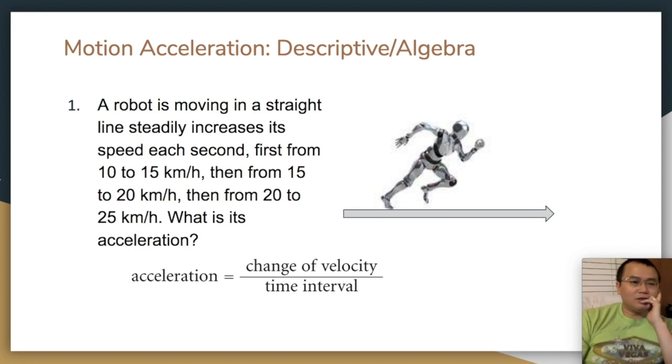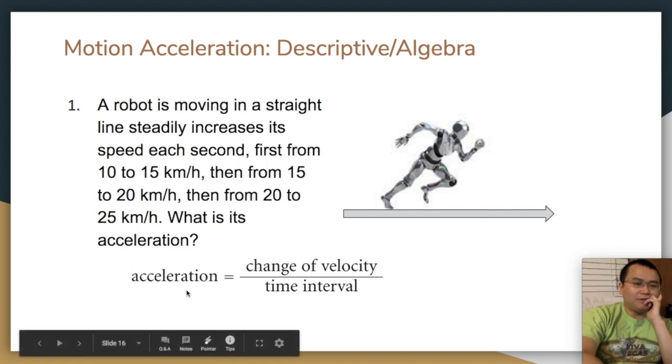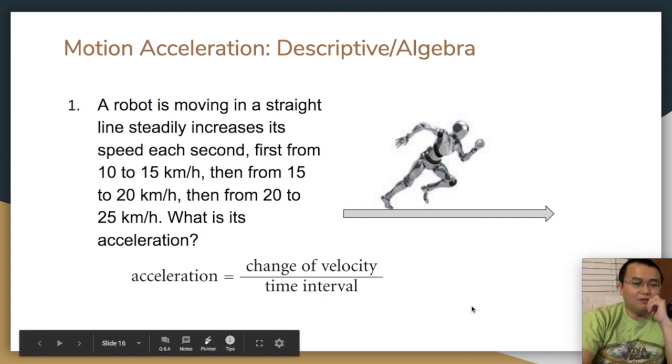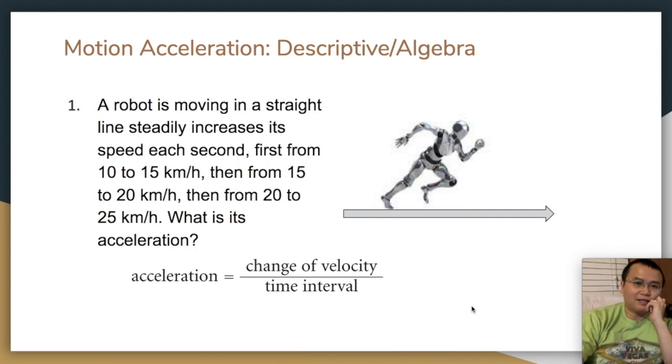To find the answer to this, you have to look at the definition of acceleration. Acceleration is a change of velocity over time. You notice that the velocity keeps changing by 5 kilometers per hour, from 10 to 15, from 15 to 20, 20 to 25. So the change in velocity is 5 kilometers per hour, and because again you have to divide by the time interval here, the acceleration is 5 kilometers per hour squared. That's the answer.